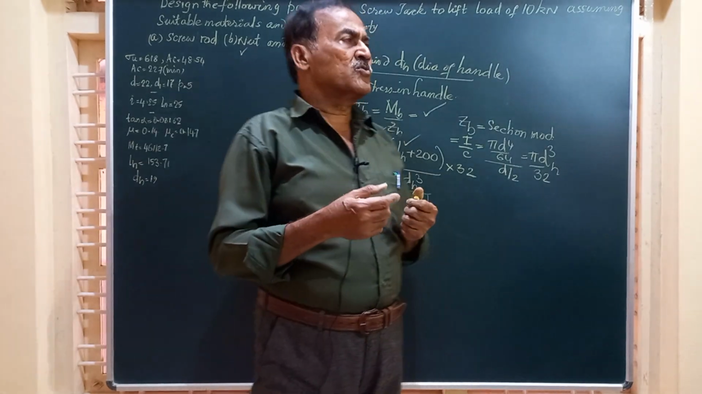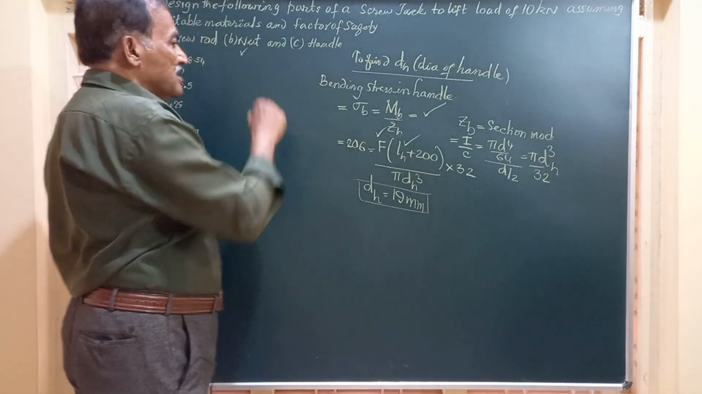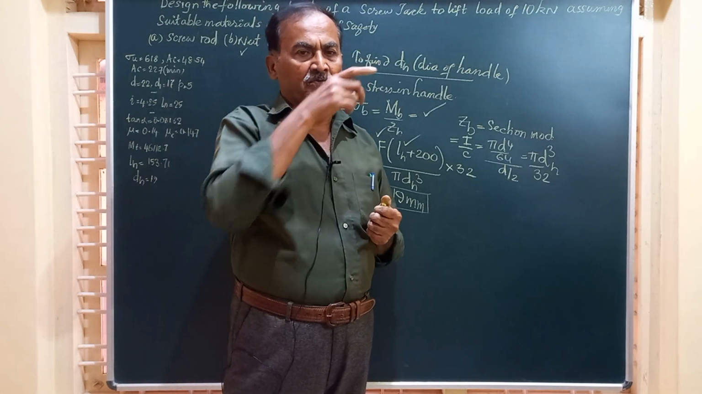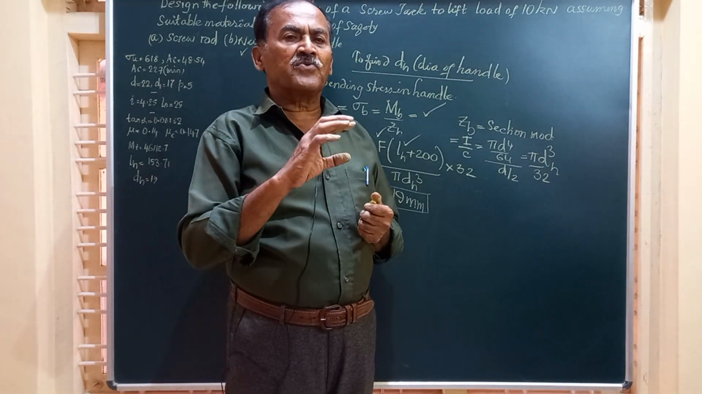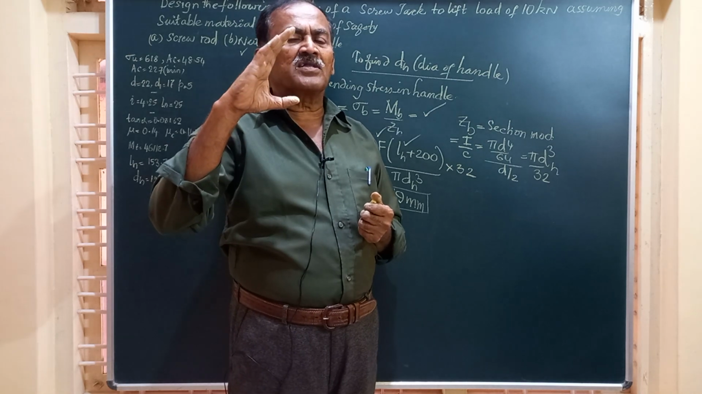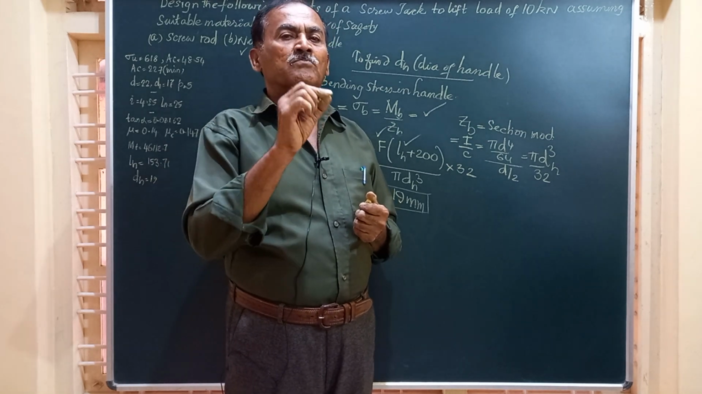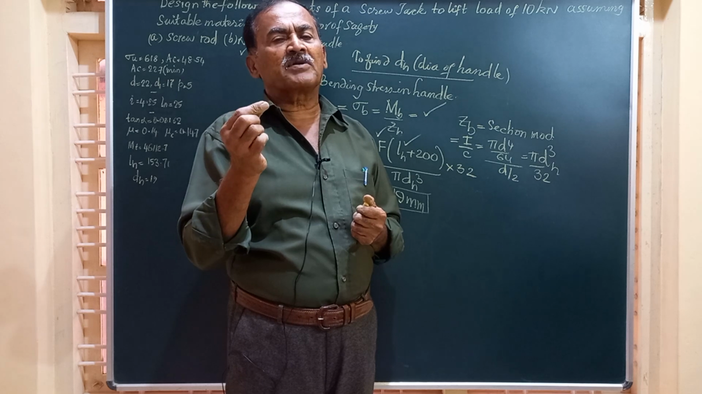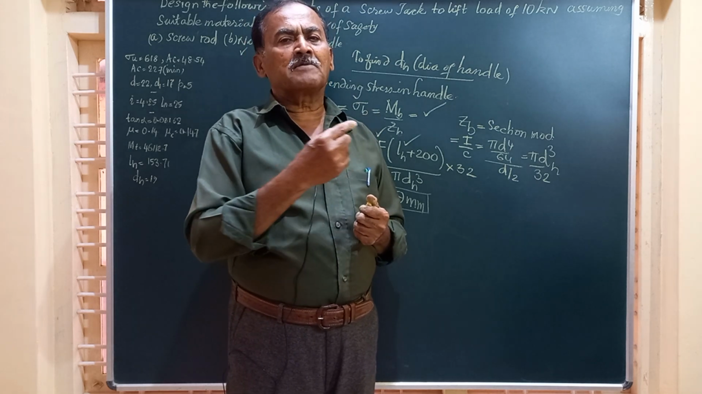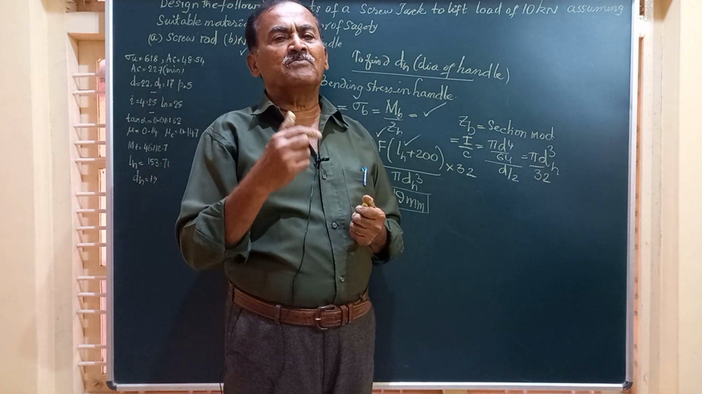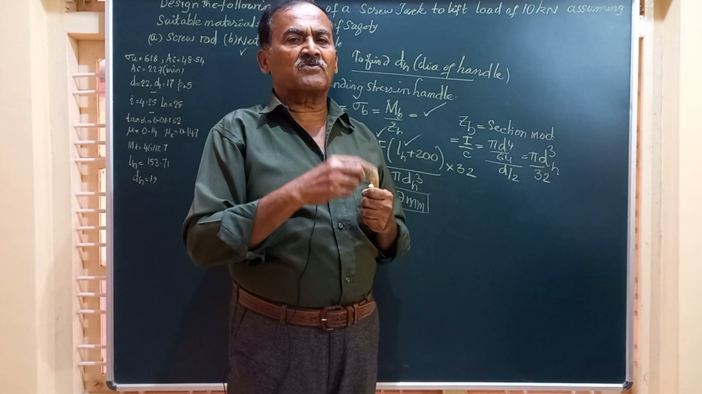Next friends, moving on to the second component, nut. Nut is made of either cast iron or bronze, and we find out the length of the nut by finding out the number of threads and multiplying that by pitch. The number of threads we have calculated based on the load and the bearing pressure. We have got the value.